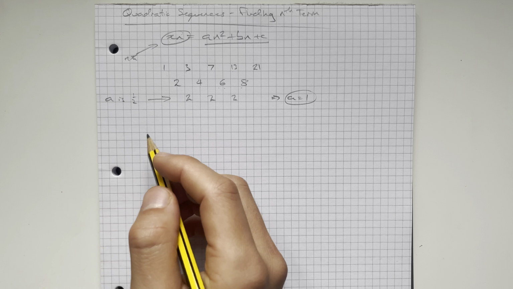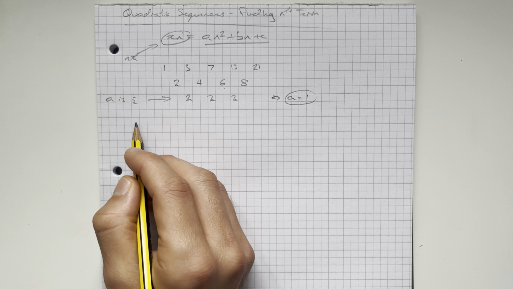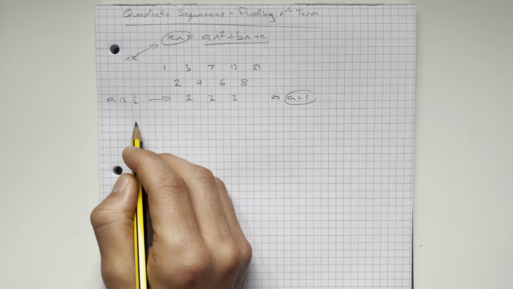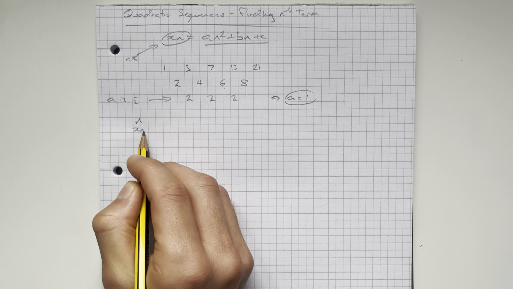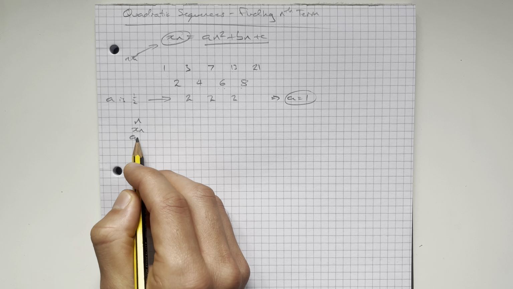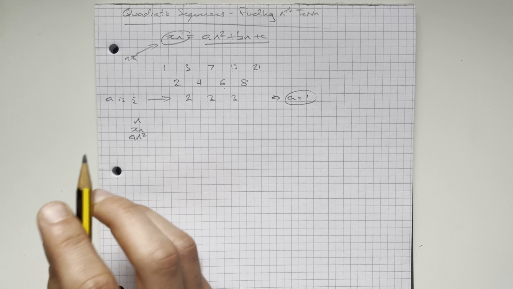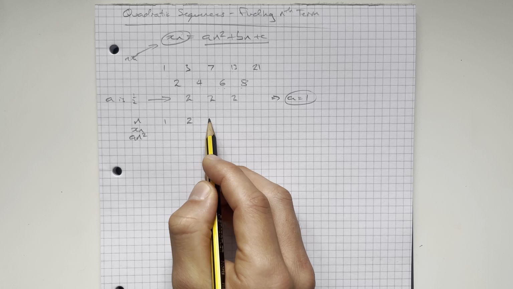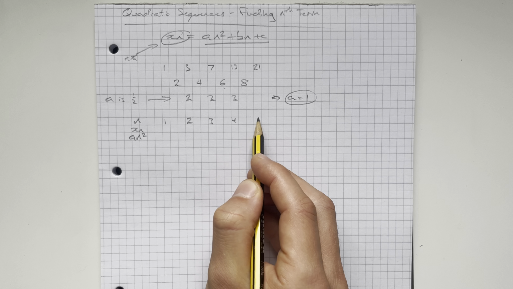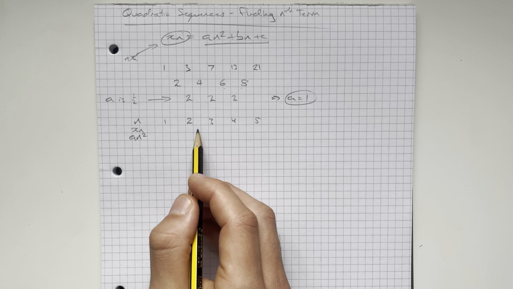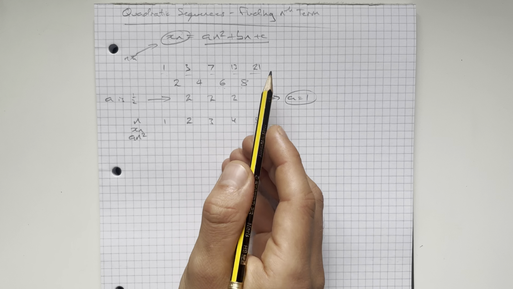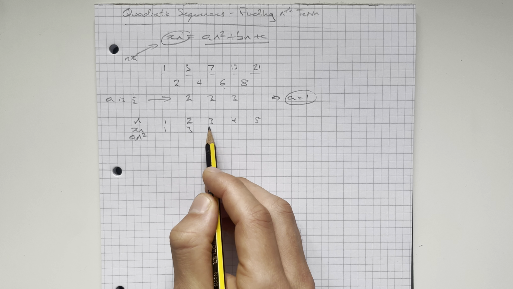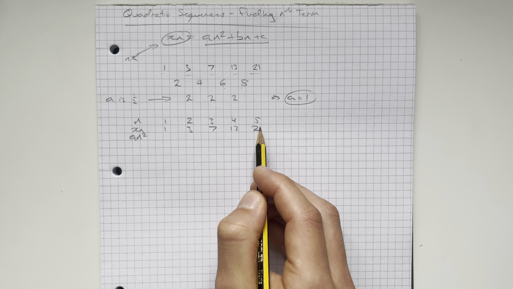So we have to make this little grid, and we're going to have each row, well the first row is going to be n, the second row will be x_n, and the third row will be an², like that. So the first one is just the position, so we have 1, 2, 3, 4 and 5. The second row is the original sequence, so the 1, 3, 7, 13, 21.